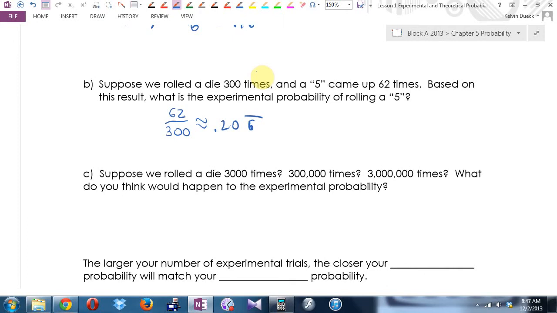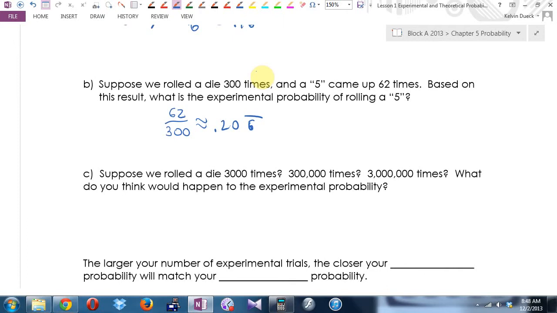They become closer and closer. Your experimental probability will get closer and closer to your theoretical. In other words, if I roll the die exactly 6 times, in theory, I should get only 1 five. Will I? Probably not. If I roll the die 6 million times, in theory, I should get 1 million fives.